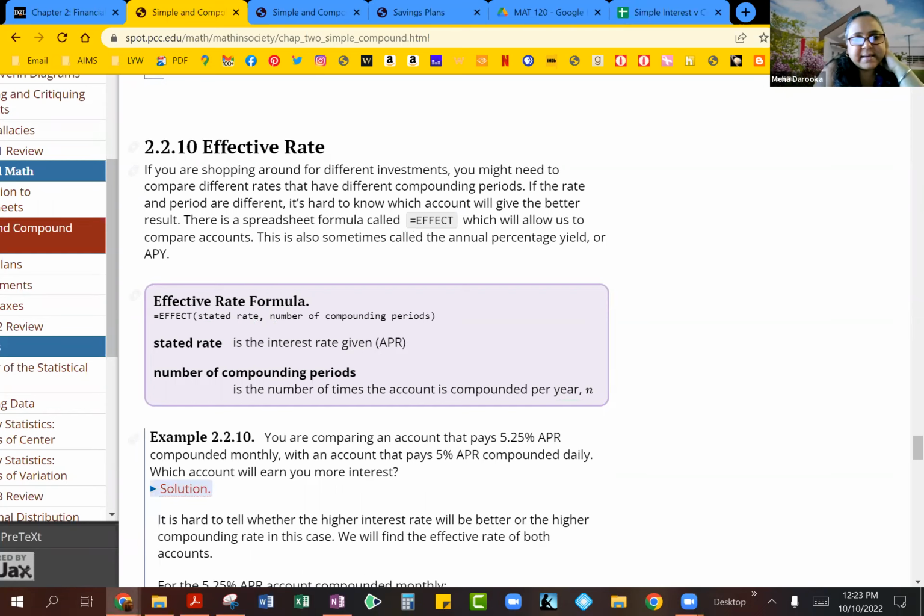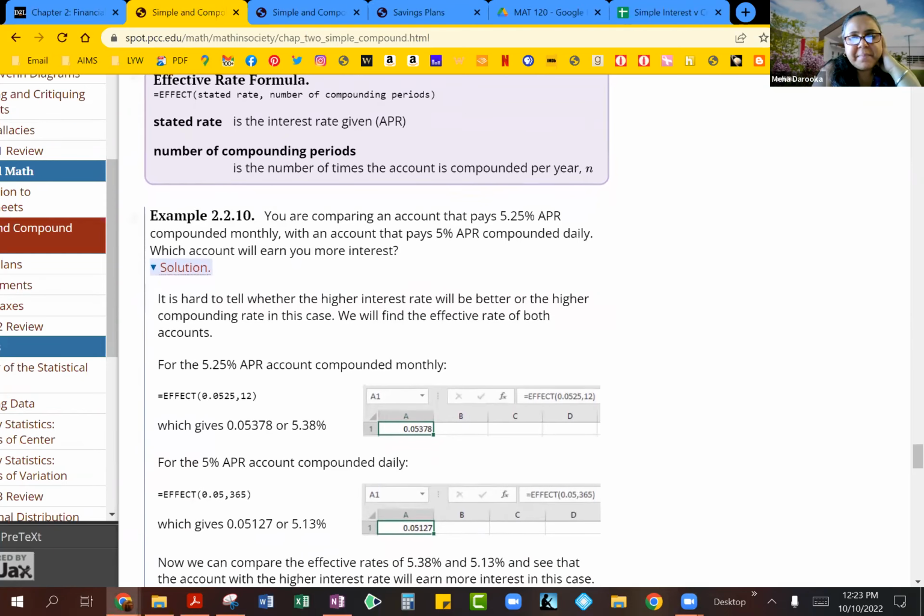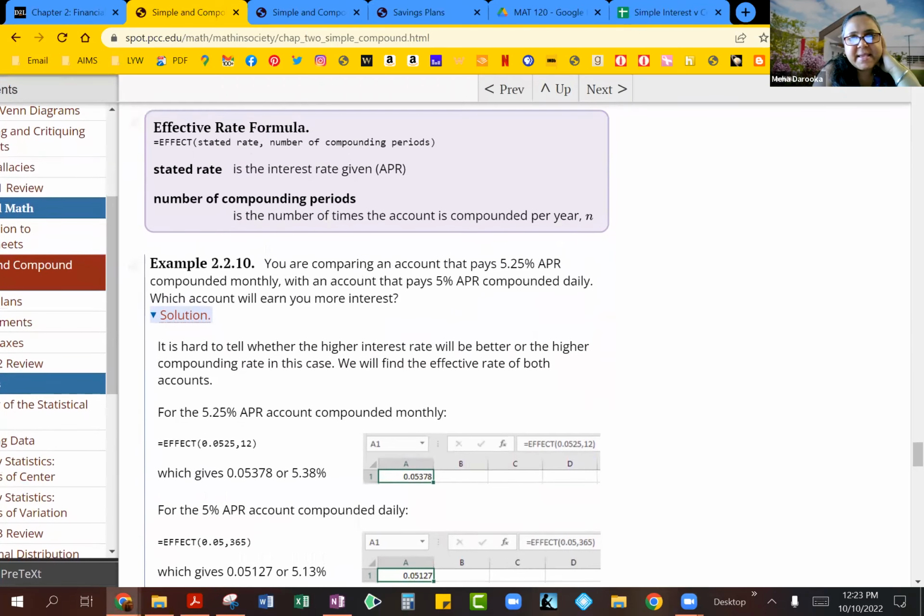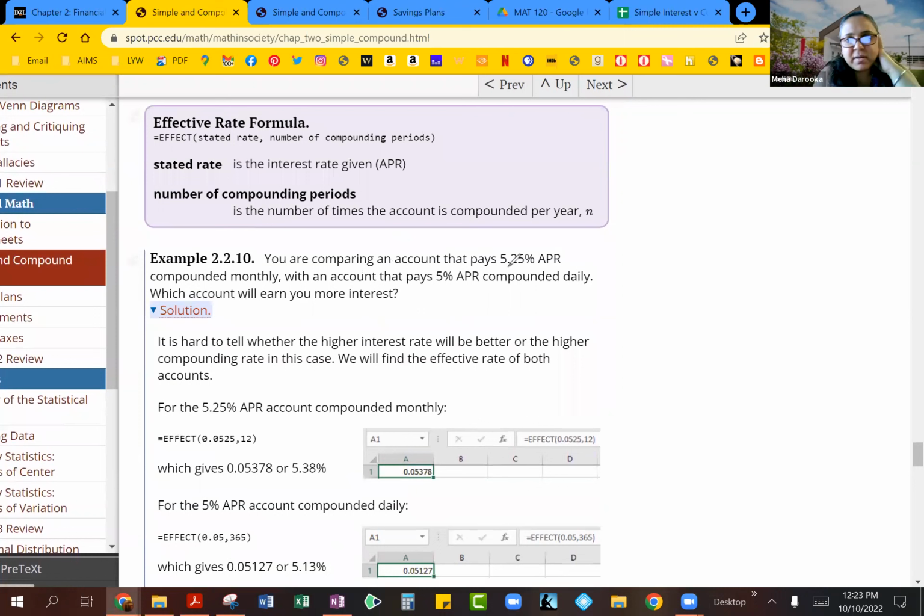This one is telling us that you are comparing an account that pays, and I'll keep this effective one visible. So we're comparing an account that pays 5.25 APR, which is compounded monthly. And we're comparing it with an account that pays 5% APR, but this one is compounded daily. So we want to know which of the 2 accounts will give us a better interest rate, if we convert this to a simple interest value.